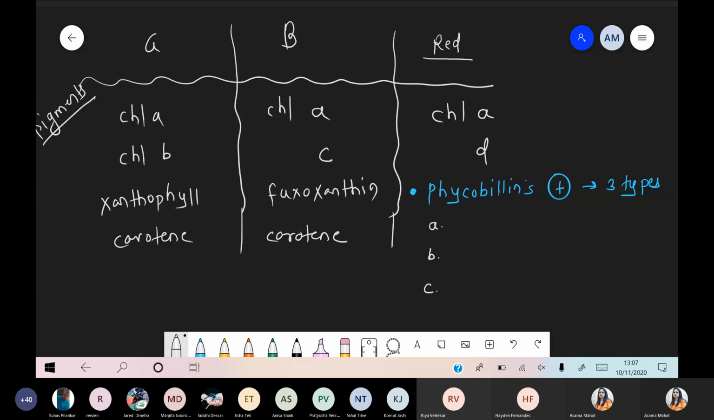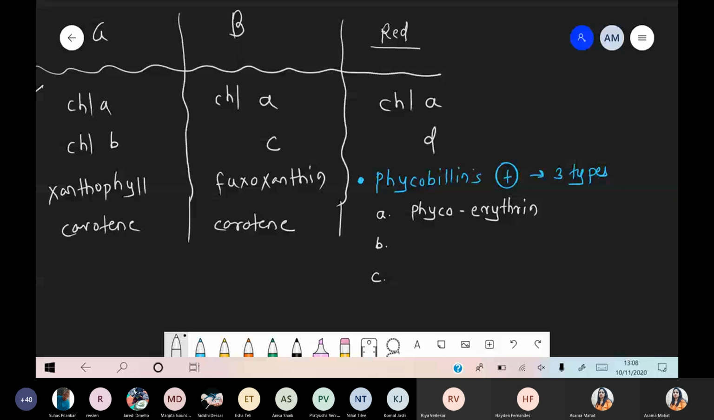Erythrin, okay? So you know very well that erythrocytes are basically the RBC. That word is derived from erythrin, erythrocytes. So phycoerythrin means these are the red color pigments which are present in red algae.